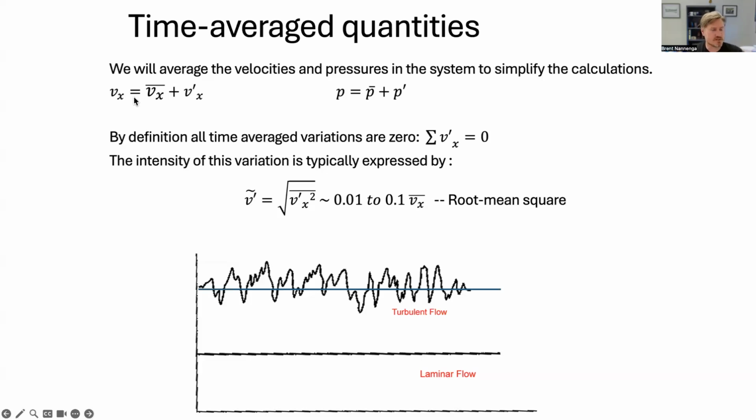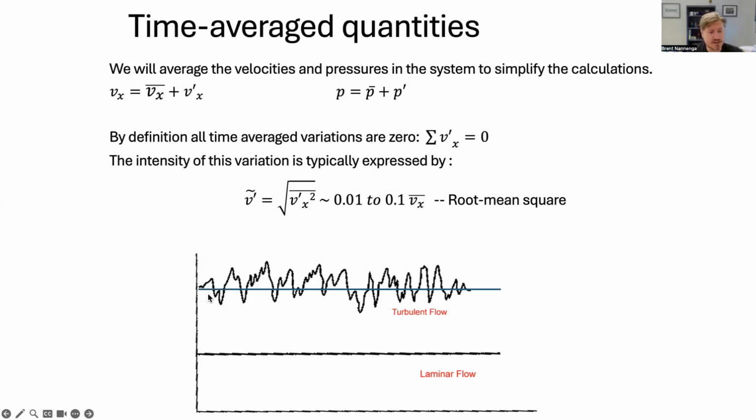So what we're going to do is say, okay, the velocity in the x direction is going to be equal to the average velocity, which is this blue line. We denote that by Vx with the bar over the top. This is the average velocity plus the fluctuation from that average. Right here, you'd have a large fluctuation from the average. Right here, you have a negative fluctuation, and smaller fluctuations. So at any given point in time, you're going to have some fluctuation away from the mean velocity.